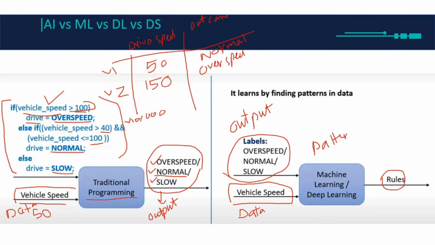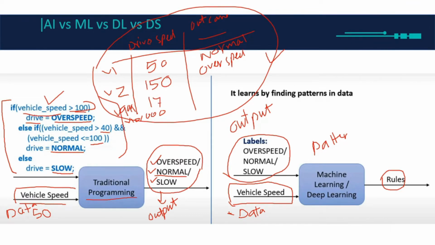By feeding this data, the entire data, into the algorithms. Okay, this is the data, and these are the labels, the outcomes, which is here. And the machine learning is going to go and check. Let's say vehicle 1 was 50, normal. Vehicle 2 is 150, overspeed. If there is a vehicle, let's say 999, it's 175.